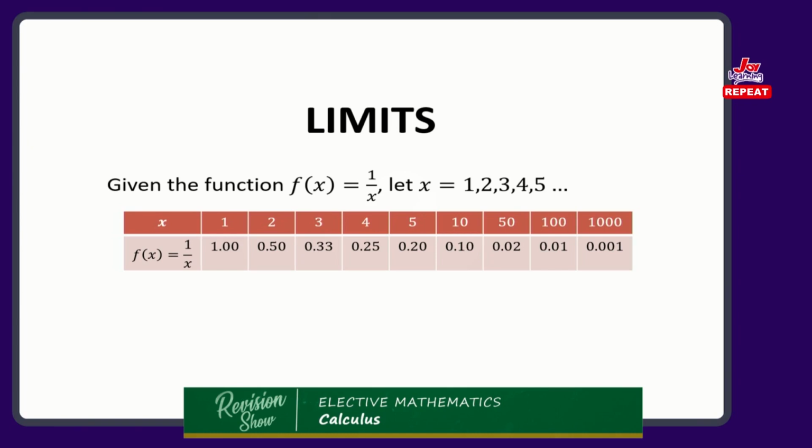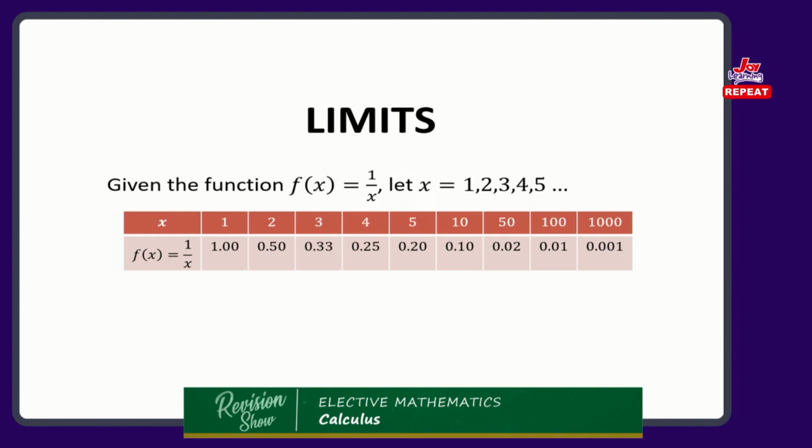Now, observe something. Do you notice that on the second row of that table, the lighter part of the table, you have 1, 0.5, 0.33, and you observe it keeps decreasing. By the time x is 1,000, we have f of x as 0.001. If I increase x to say 10,000, it will become even smaller. It gets to a point where it almost becomes zero, but never really gets to zero.